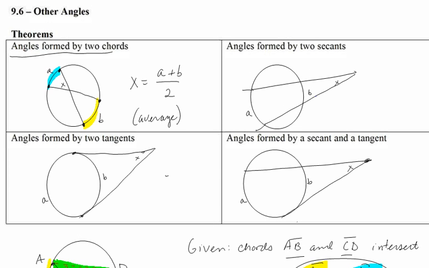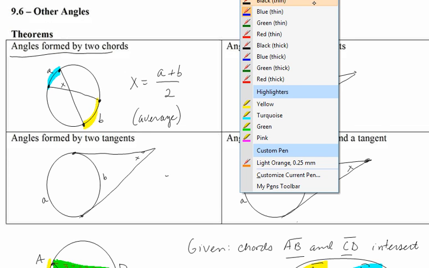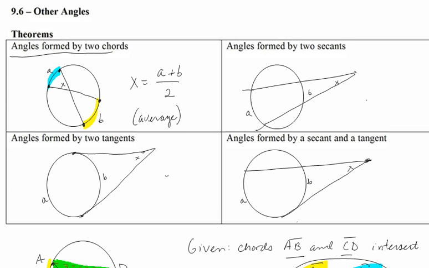All right, I've got 3 more boxes, and you may be thinking, oh no, 3 more formulas, but actually the rest of the boxes all follow the same formula. Instead of x equaling (A plus B) over 2, it's going to be (A minus B) over 2.